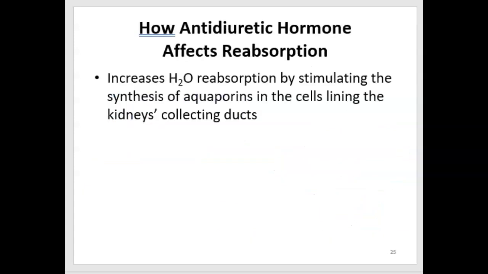I thought I'd mention how antidiuretic hormone works. Specifically, if you recall, it comes from the posterior pituitary. It acts on the cells lining the collecting ducts, making them more porous to water. ADH stimulates the synthesis of aquaporins in these collecting ducts, so more water can be reabsorbed. And we'll discuss that again when we get further along in the nephron.